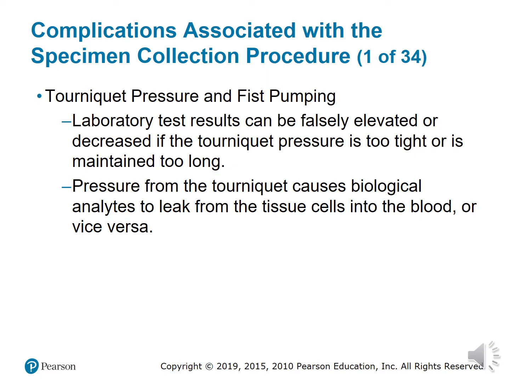Tourniquets should not be placed on a patient's arm too tight. This can lead to elevated iron, lipid, protein, and potassium levels. The pumping action of a patient's fist before a venipuncture should be avoided because this can lead to an increase in the plasma potassium, lactic acid, and phosphate levels.